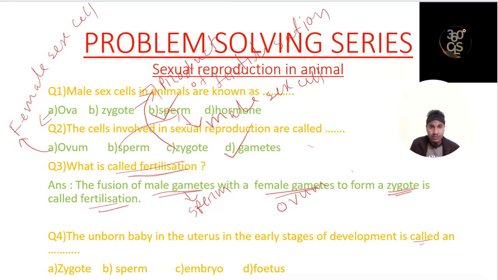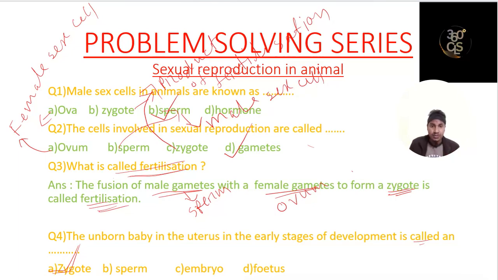Fertilization. So fertilization क्या होता है? जब male gametes यानी sperm and female gametes that is ovum के साथ फ्यूजन होके क्या होता है? जाइगोट का फॉर्मेशन होता है, तब हमें उस प्रोसेस को हम क्या कहते हैं? फर्टिलाइजेशन. So the next problem is the unborn baby in the uterus in the early stage of development is called what? The answer is zygote. Okay. So in this stage the baby does not fully develop. Okay, and it is just an early stage.